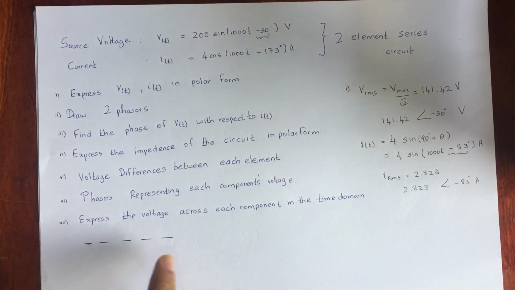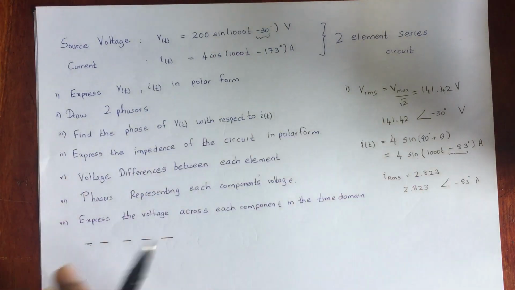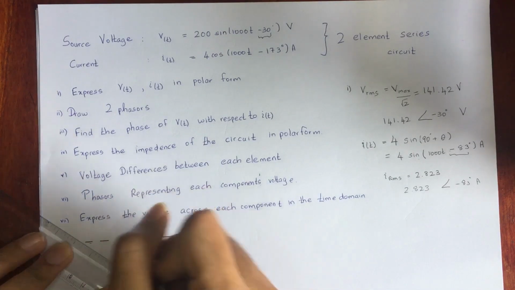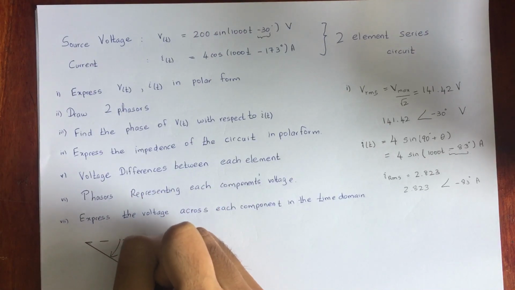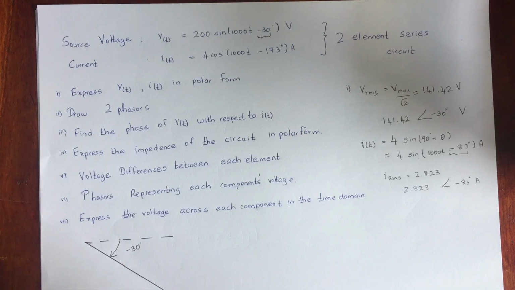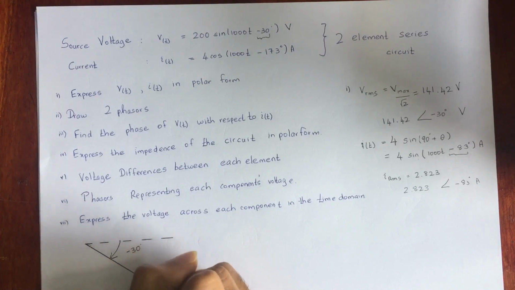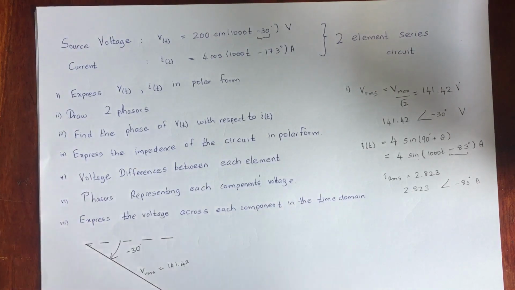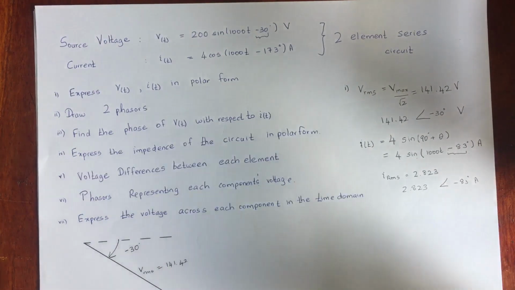If we consider a reference line like this one, we can tell the angle would be minus 30 from this reference line, which simply means we are going to take it in the negative direction. It's going to be in this direction, minus 30. So the first part is over. We need to draw this one and mark it like V, the voltage, or we can directly write it as VRMS, which is equal to 141.4.